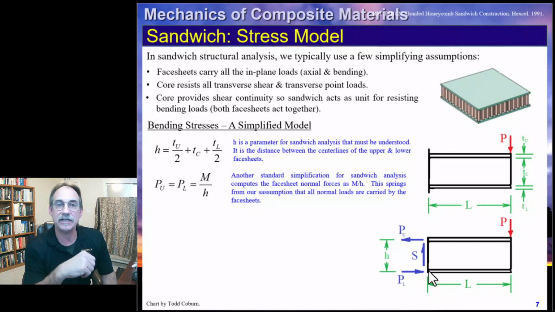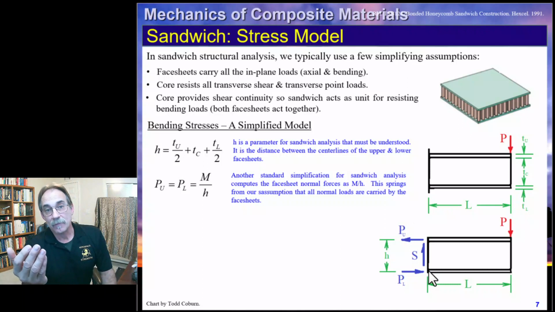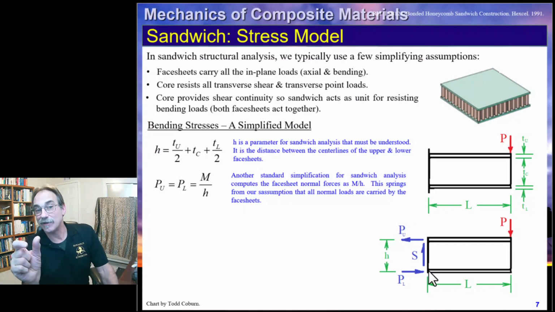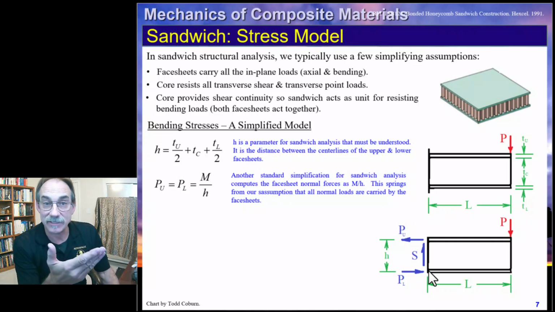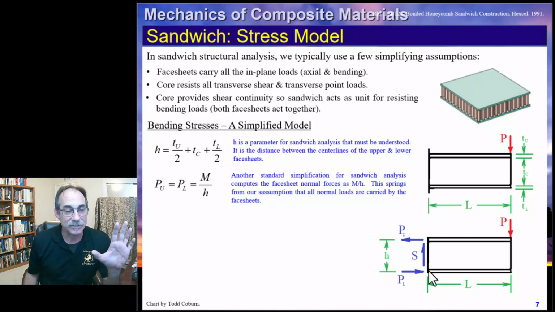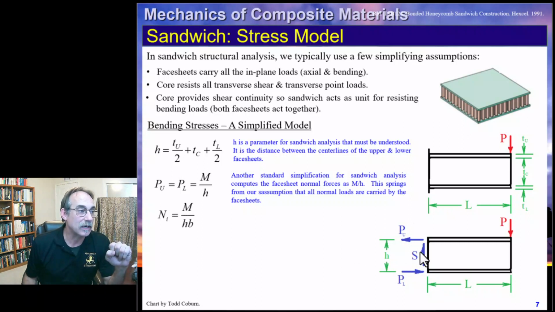Now, one of them is going to be tension. One of them is going to be compression. In this particular case, it's the lower cap, the lower face sheet, that's in compression. But this M over H idea goes all the way back to statics, where we learned about couples: PH equals M, or P times the perpendicular distance. And in this case, the perpendicular distance is H. That idea is right here, bringing us to stresses that we can evaluate. So that's the force in the upper and lower cap.